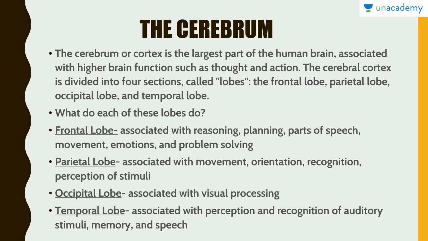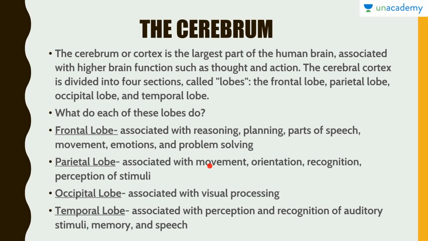Moving on, let's start off with the cerebrum. The cerebrum, or the cortex, is the largest part of the human brain associated with higher brain functions such as thought and action. The cerebral cortex is divided into 4 sections called lobes: the frontal, parietal, occipital, and temporal. Now, what do each of the lobes do? They are associated with reasoning, planning, parts of speech, movement, emotions, and problem solving.